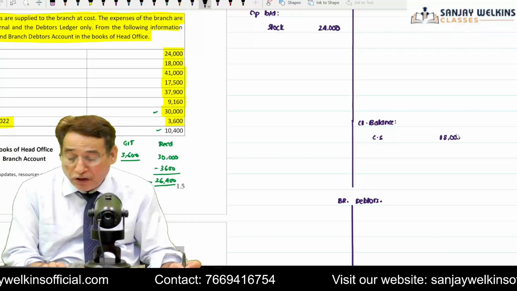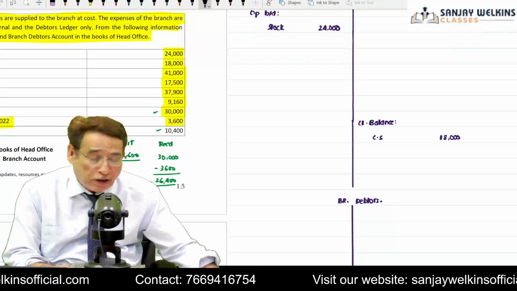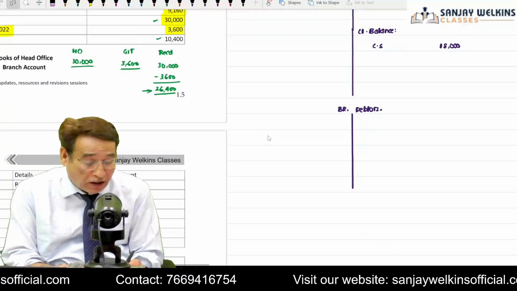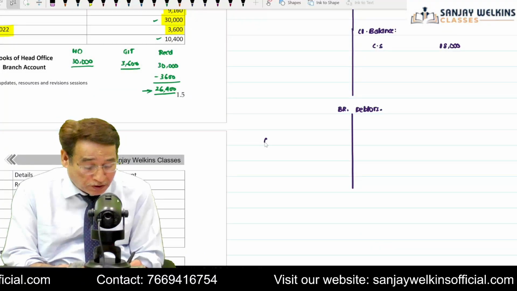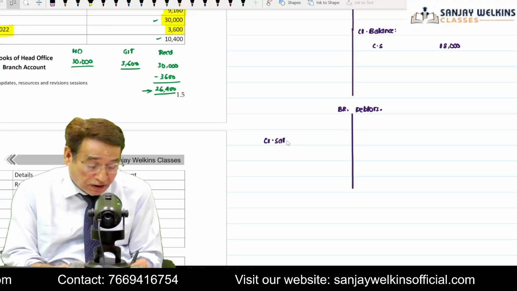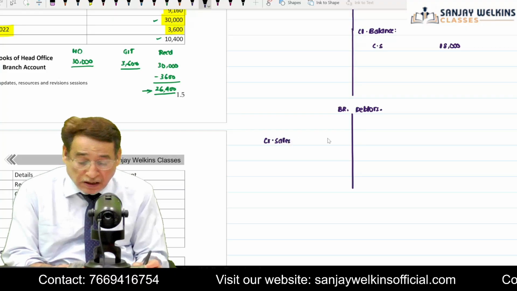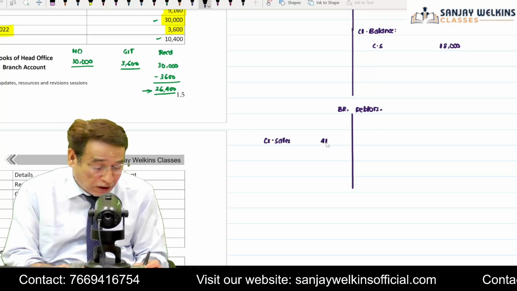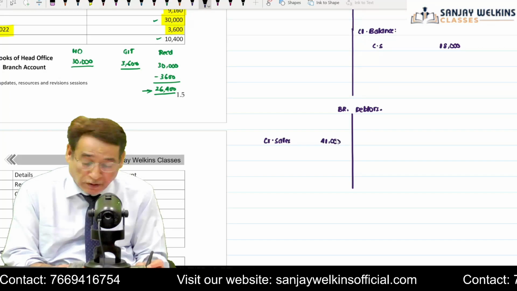Now the next information is credit sales. I told you a moment ago, credit sales is written only under what we call the debtors account, because this is a transaction which is taking place between the head office and the branch debtors. So credit sales in this case happens to be 41,000, so you are going to write here 41,000.